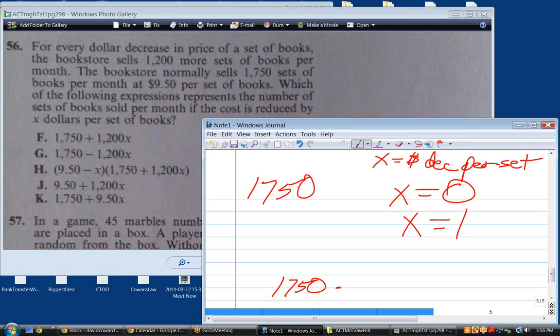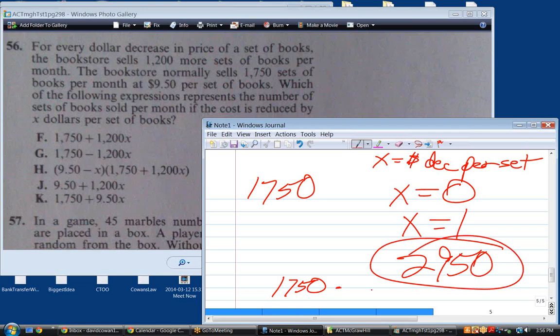I'm going to sell 2,950. I'm going to sell 1,750 plus 1,200, so 2,950. That's if I decrease the price by $1. Which answer is that? Letter F. Well, it's certainly F. It's not G. So we've eliminated between those two.